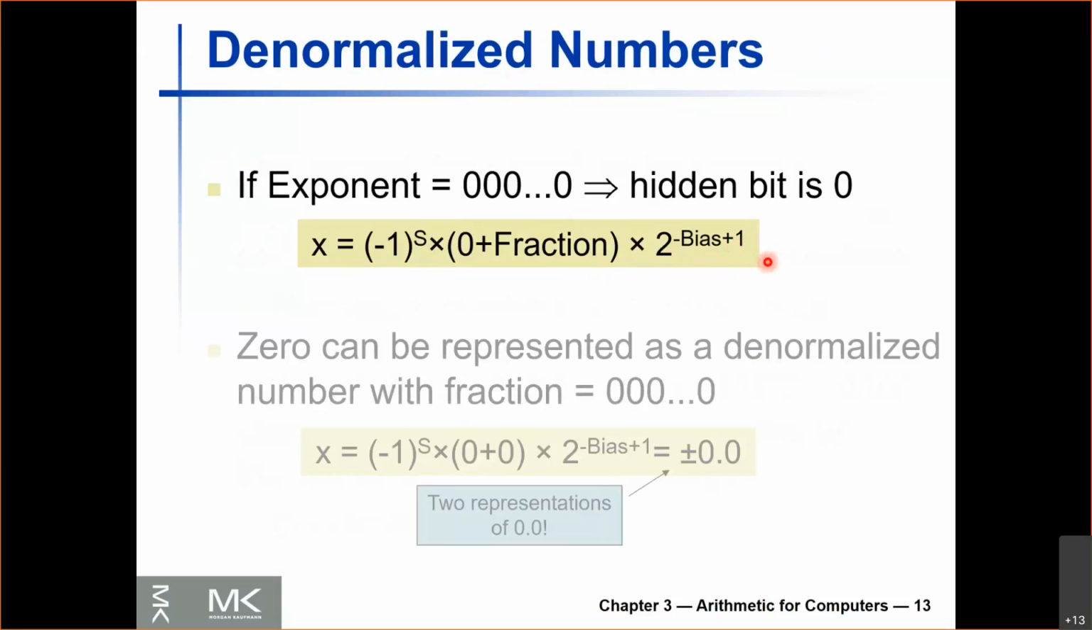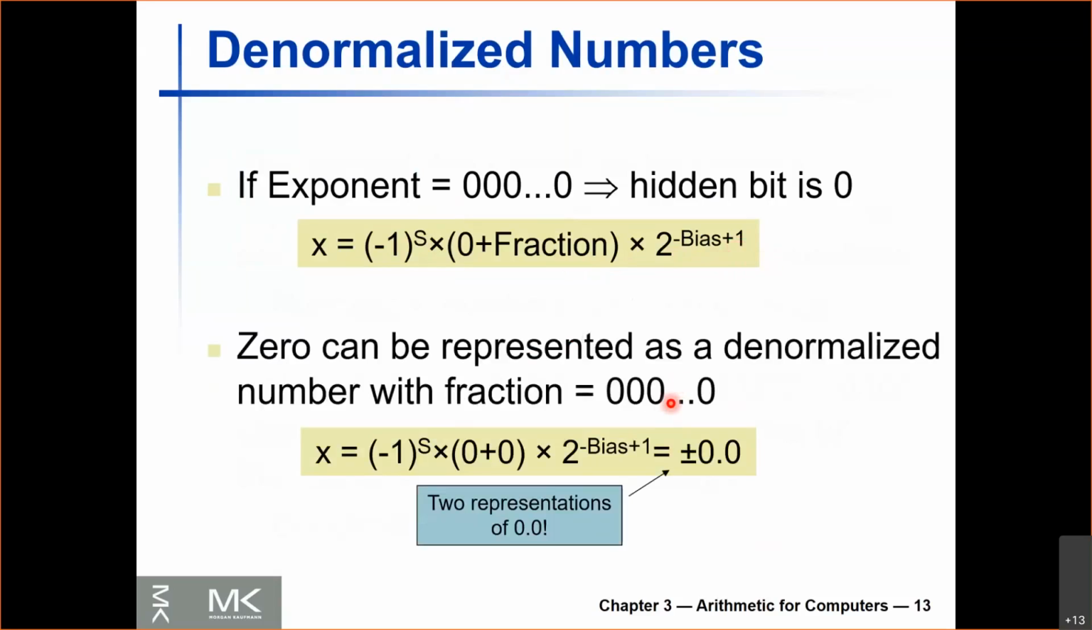Okay, so this is how we're going to interpret the value when the exponent is 0. And the way we represent 0 here is we can simply set the fraction bits to 0. Then we have negative 1 to the power of sign bit times 0.00000 times 2 to the power of negative bias plus 1. If you do it out, this comes out to 0.0. Now, one caution: we have two representations of 0, positive 0 and negative 0, because we're using a sign bit. But that's okay. It's a quirk that we live with.